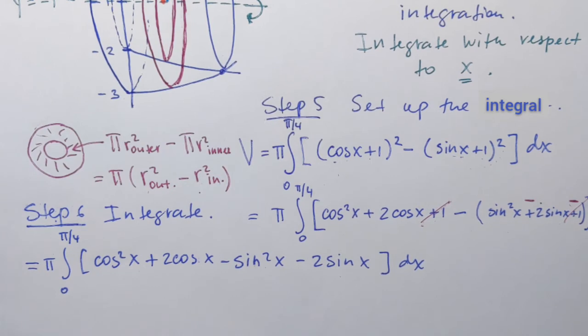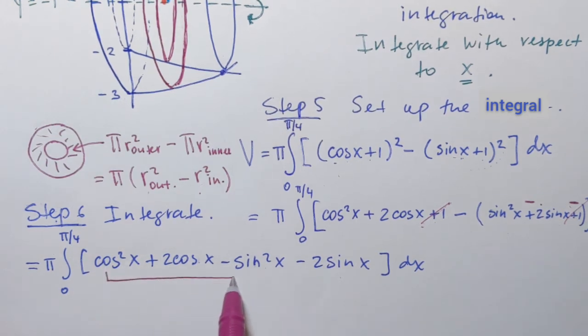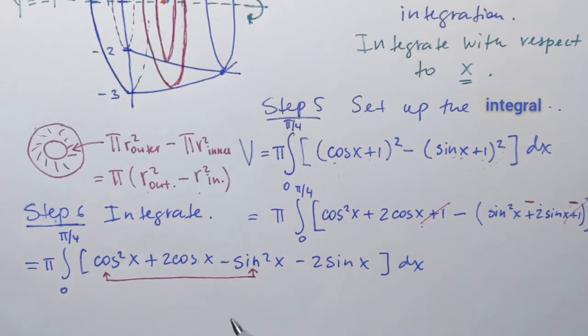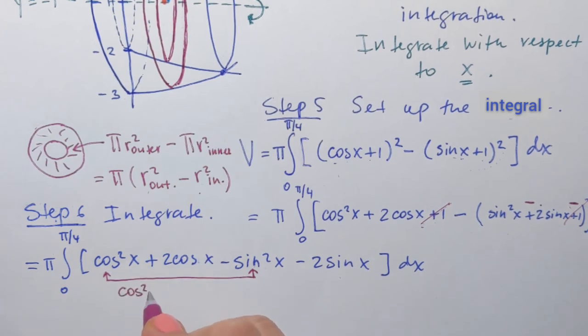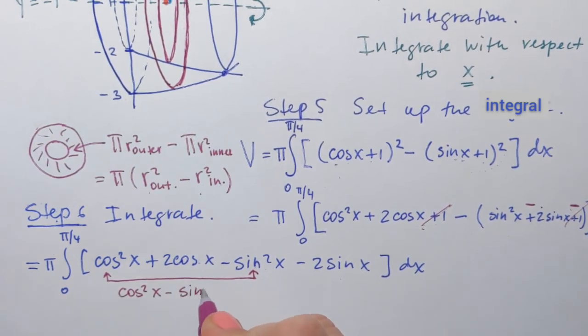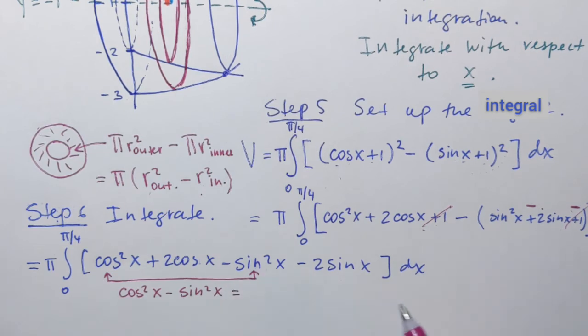It means that I have to be creative, and one thing I can do here is to recall that there is a formula that we learned in trigonometry that tells me that when I put them together, well, it's not a formula, it's an identity, right? Cosine squared of x minus sine squared of x, that's an identity that equals cosine of 2x.